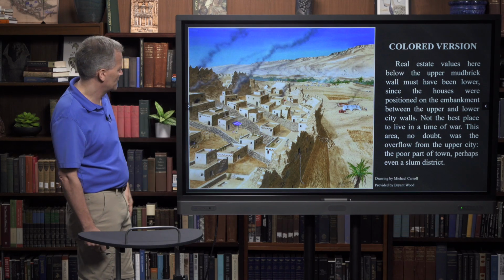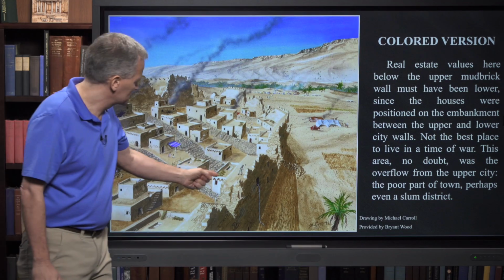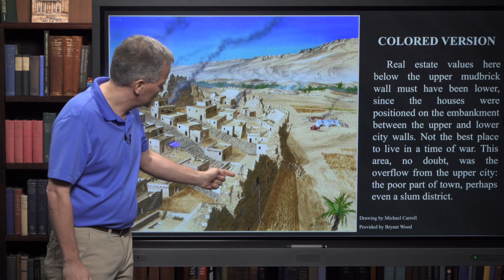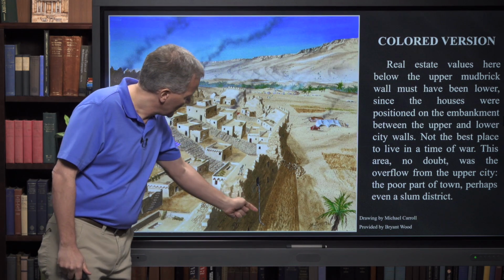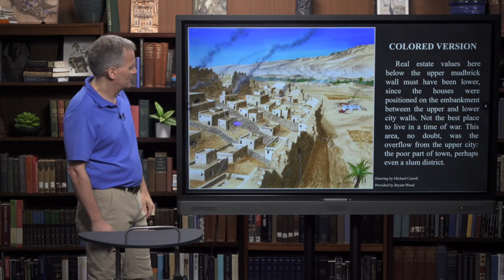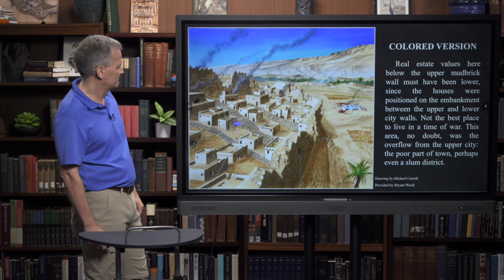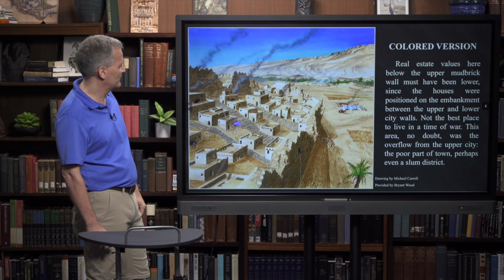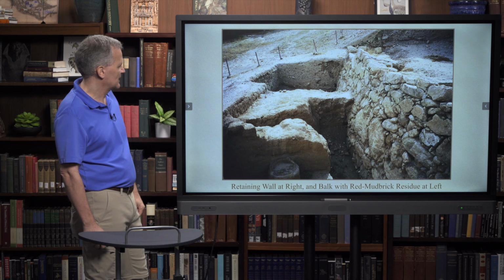So this is just another view of that very concept of a house that's abutting the city wall and allowing for access by rope to get out of the window and down outside of Jericho.